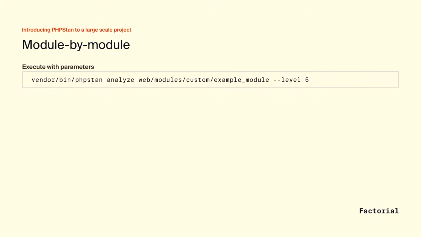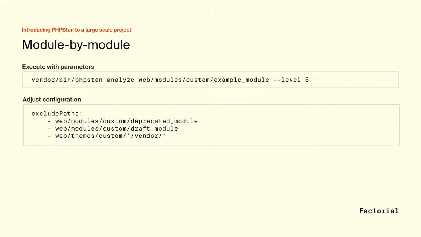And this is also really helpful when you're writing new code. Imagine we're writing a new module for this relaunch, then we don't want to introduce even more errors. So for the new modules, you can always use this command, so you're up to par. Then also, you can adjust your configuration to exclude certain modules. That's what I was talking about. Maybe there's a deprecated module, maybe there's still a draft module. And then you can also use wildcards, which is really nice if you, for example, have further dependencies, or if you don't want to analyze test files.